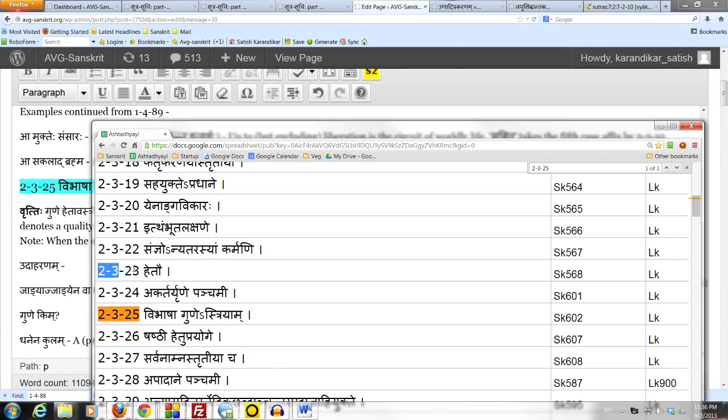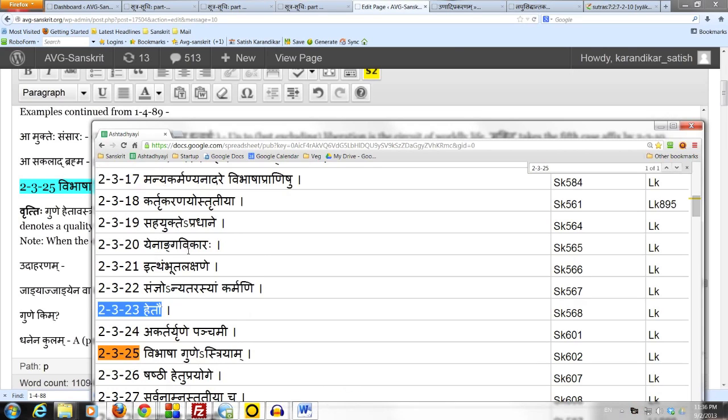Recall the Sutram 2.3.23 Hetau. We have studied this Sutram which prescribes a third case affix following a Pratipadikam which denotes a cause or a reason. The anuvritti of Hetau comes into the Sutram which we are going to study now.